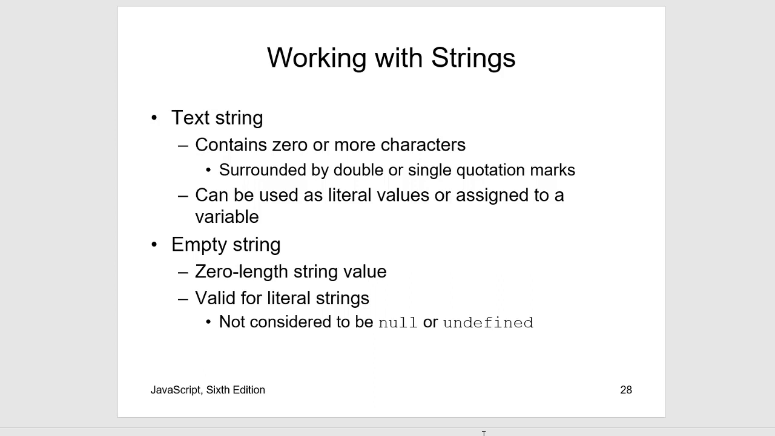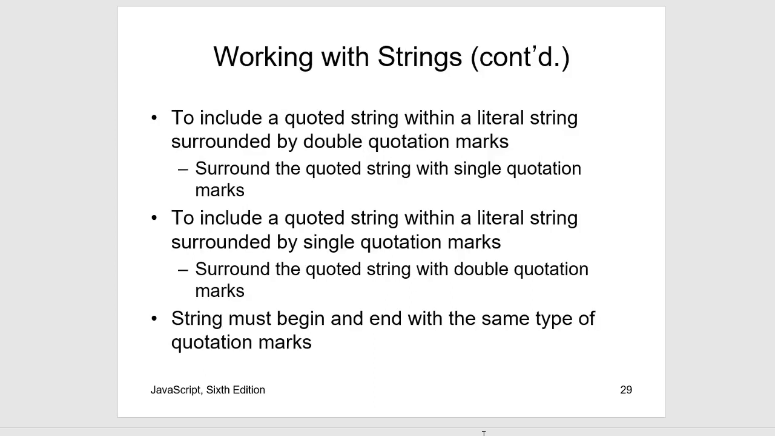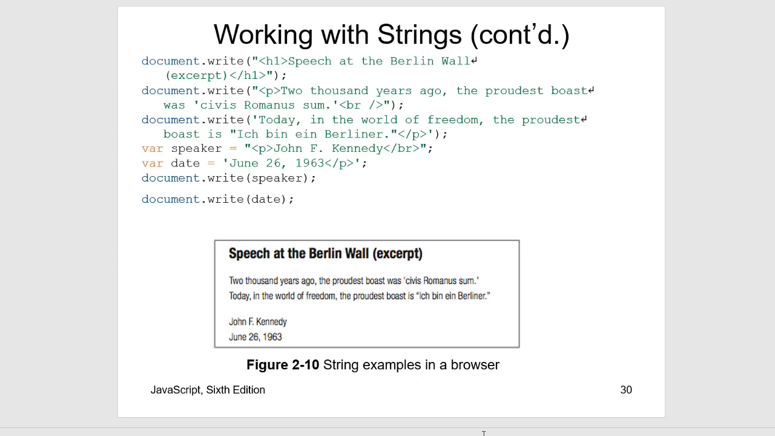Strings are another data type. Strings have zero or more characters, and they can be used as literal values assigned to a variable. A string that doesn't have any characters is just considered null or undefined. When you create a string, you put quotations around it. You can surround a quoted string with single quotation marks, or a single quote with double quotation marks. You can see the examples here.